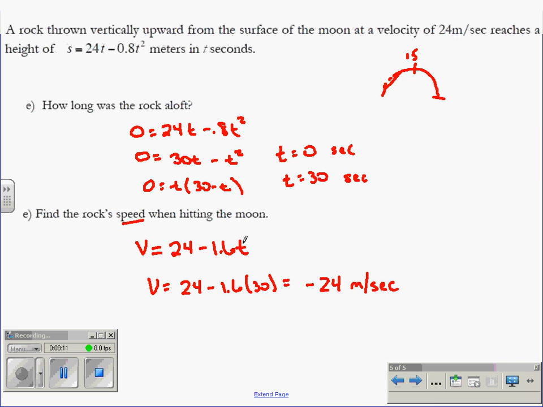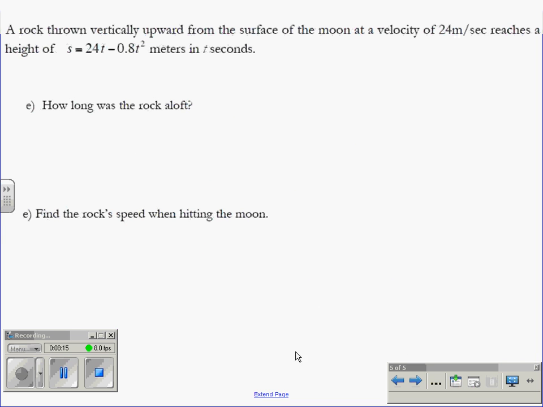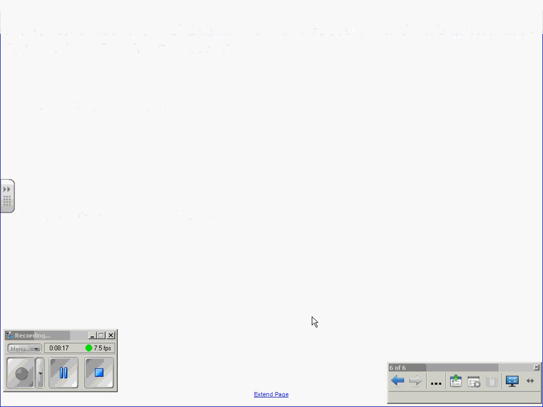So these are the different types of questions that I might ask you on a test, that I will be asking you on a test. And then basically from there on out, you should be good to go.